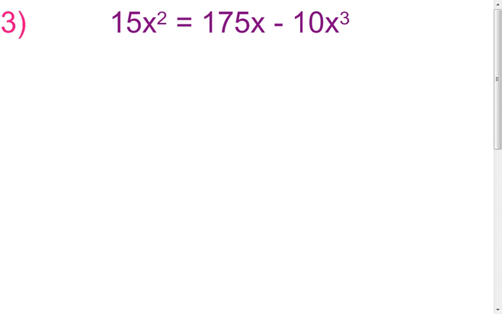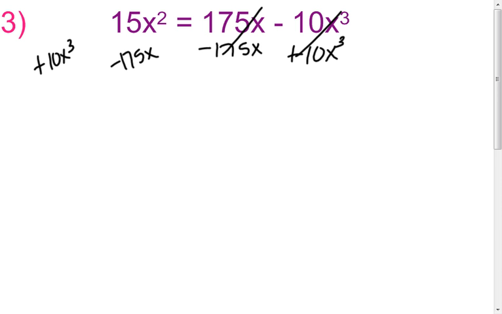All right, here again you're going to get this set equal to 0, and you want to make sure that you have your terms in descending order of the exponent, so you want the biggest exponent listed first. I don't like the biggest exponent to be negative. My biggest exponent right now is negative 10x cubed. I don't like that to be negative, so I'm actually going to add that to both sides, which will move that 10x cubed over, and then at the same time I'm going to subtract 175x so that that gets moved over too. So that's gone, that's gone.